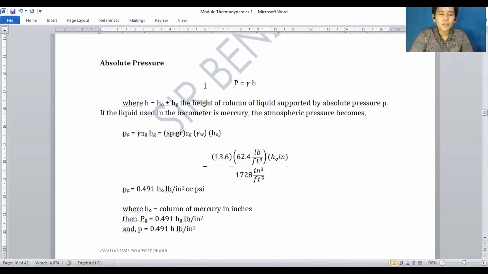Next, for the absolute pressure, just like what I said earlier, the absolute pressure is equal to gamma H, where H is the height of the column of liquid supported by the absolute pressure. If the liquid used in the barometer is mercury, the atmospheric pressure becomes just like what I used in the latter portion of the problem. The specific gravity of mercury is 13.6, gamma is 62.4 pounds per cubic foot, and its height is in inches.